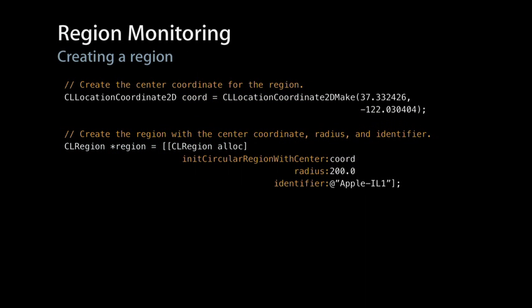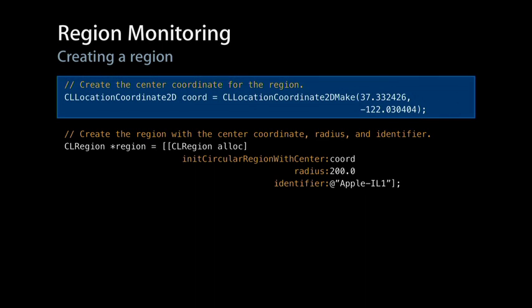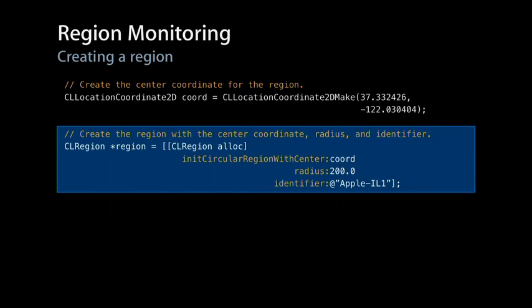You start creating a region by creating a center coordinate. So here, you need to create a CLLocationCoordinate2D with a latitude and longitude. Then, you need to create a CLRegion object. You do this by calling init circular region with center, handing in that center coordinate that you just created, radius, defining how big you want the radius to be for this geofence. Now, we have some constants you can use, but you can also just define this in meters.